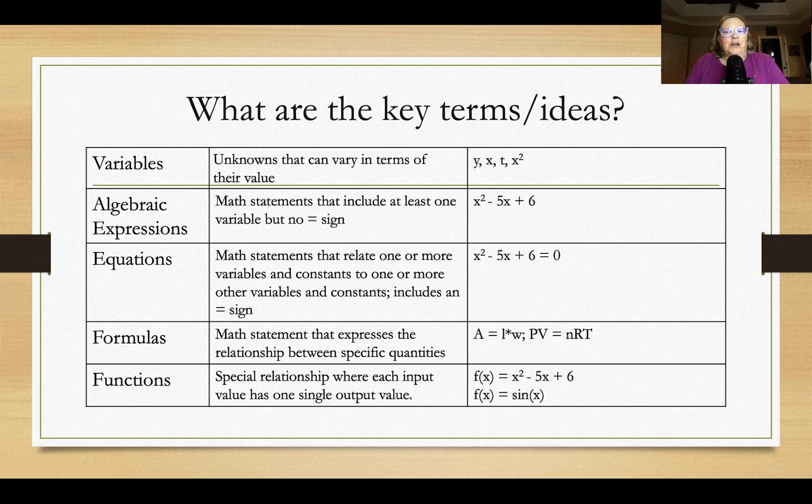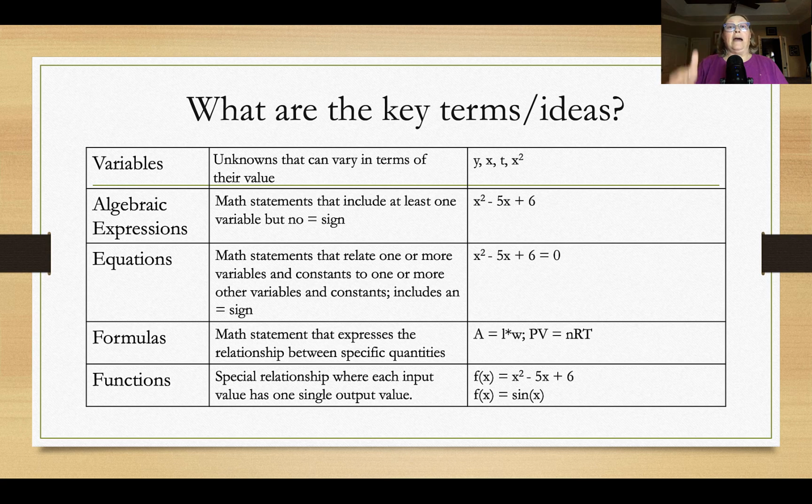The last key term and idea here is functions, and I really like to use functions to describe all of math. It's a very special relationship the way math defines it, where every input value has one single output value. And so there's a thing called the vertical line test. If you're looking at a graph, if you go to a specific x on the horizontal axis, then when you draw a vertical line up and down, you should only hit one y if it's a function.